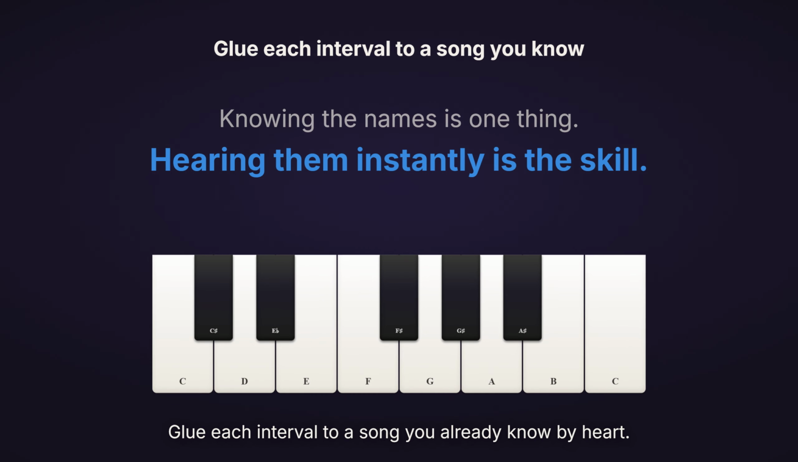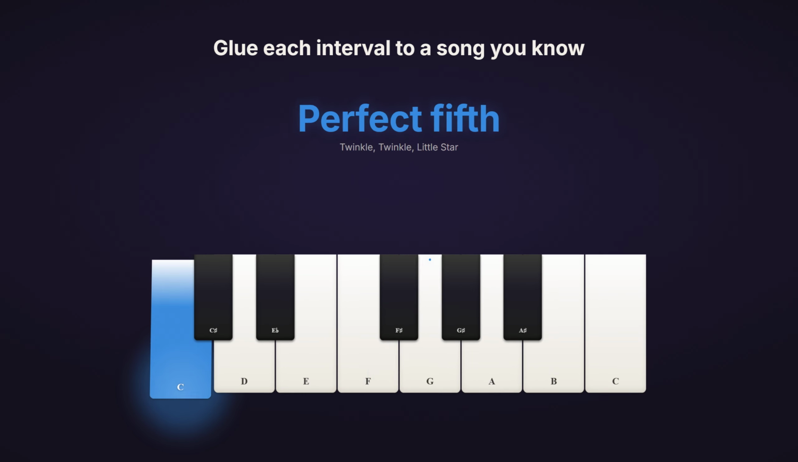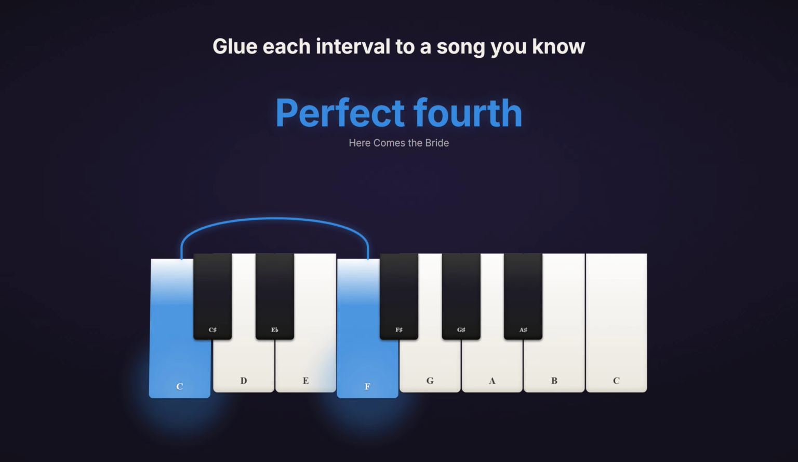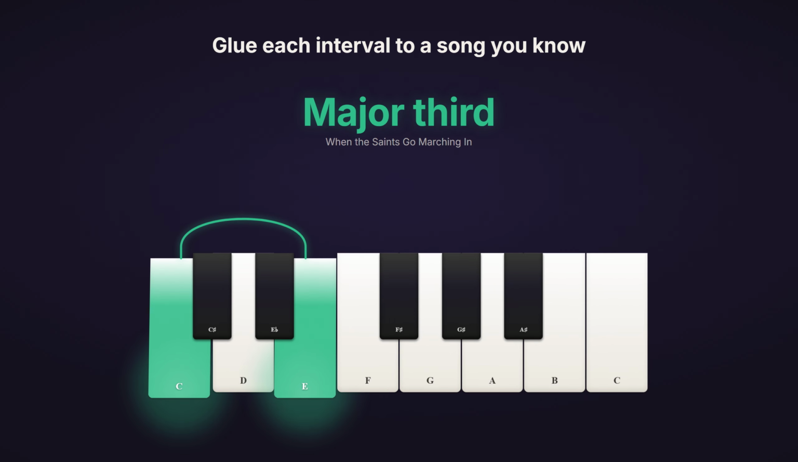become the same reflex. Start on the perfect fifth, those first 2 notes of Twinkle, Twinkle, Little Star, the jump from twink to the second twinkle. Once you really hear that leap, you own the fifth forever. The perfect fourth opens Here Comes the Bride, that famous bridal march everyone recognizes. The major third is the cheerful jump that begins When the Saints Go Marching In, oh when the saints.